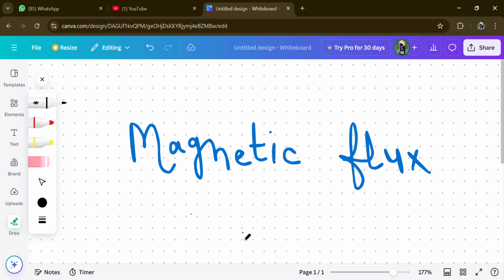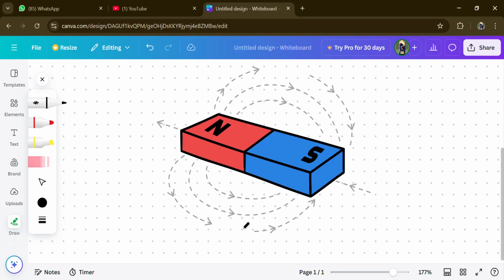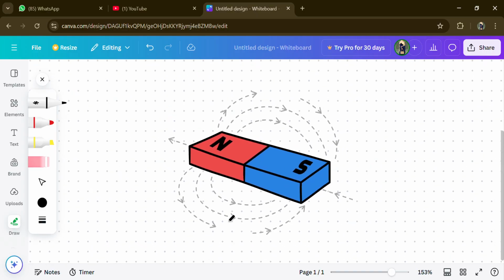So today we'll be delving into magnetic flux, one of the most important topics in magnetic fields. Well, to understand magnetic flux, first you need to consider the magnetic field. Now I have taken this figure since you are pretty much familiar with what a magnet is. That's why I have taken this magnet.